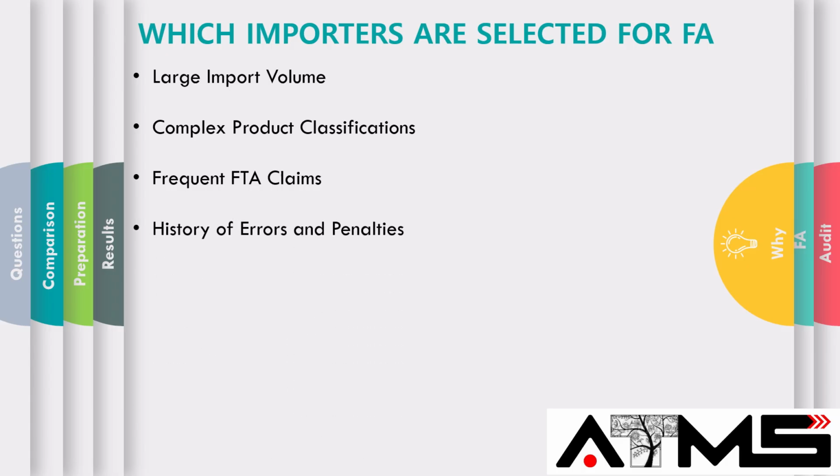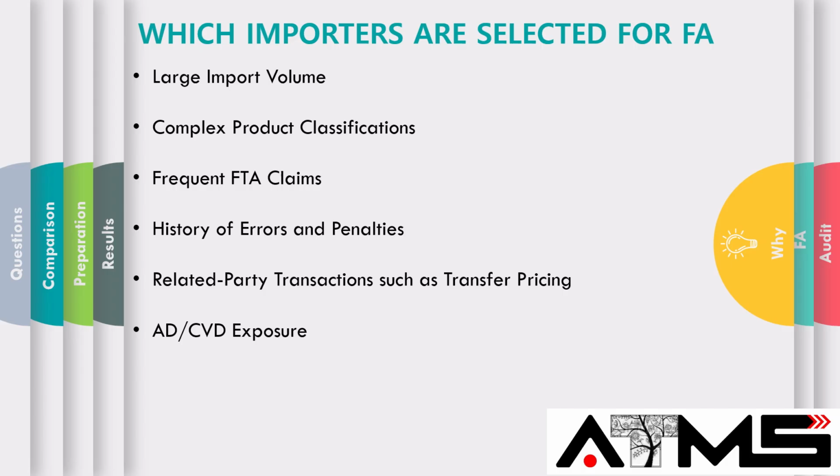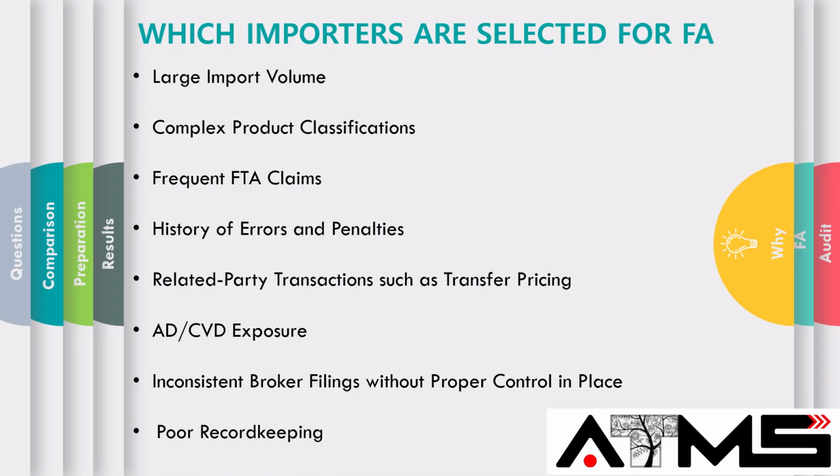History of compliance issues, past errors, or penalties increase audit risk. Related party transactions, especially when transfer pricing may affect customs value. Additional factors include AD/CVD related imports and use of multiple brokers with weak control systems. Lastly, poor record keeping history.